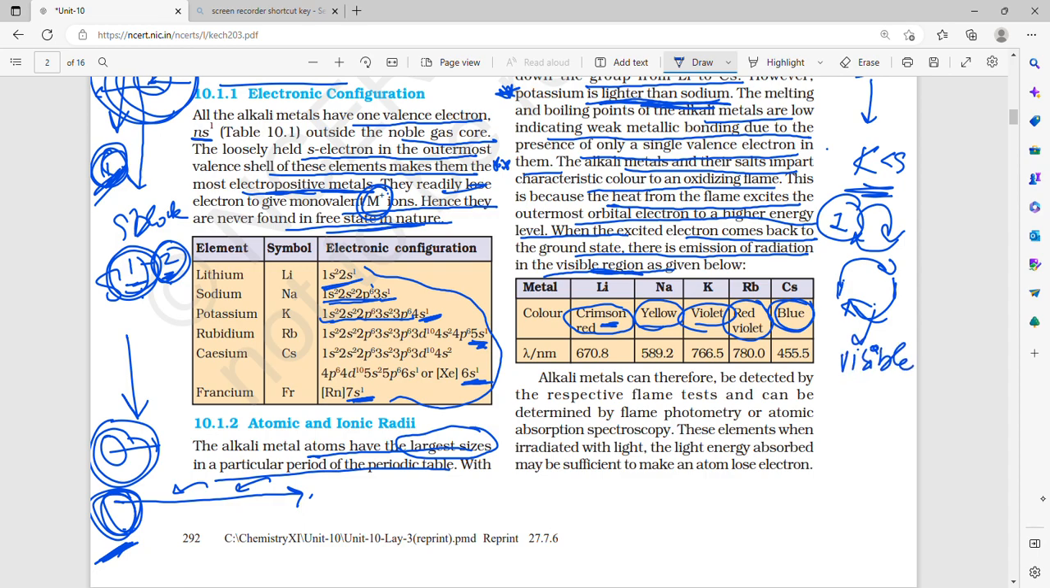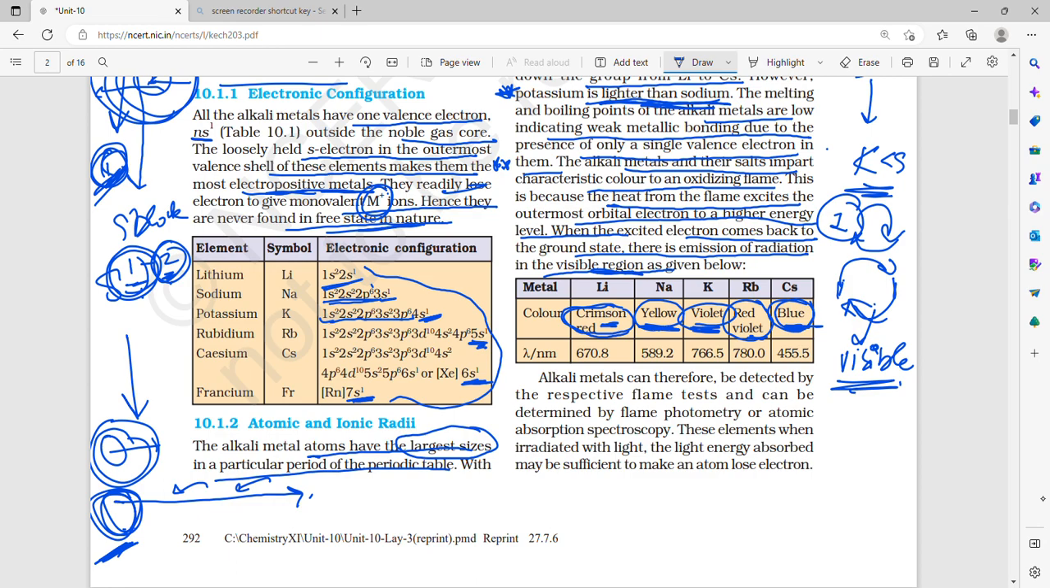So when it comes back, emission of radiation takes place in the visible region. Lithium gives crimson red, cesium gives blue, rubidium gives red violet, potassium gives violet, and sodium gives yellow.